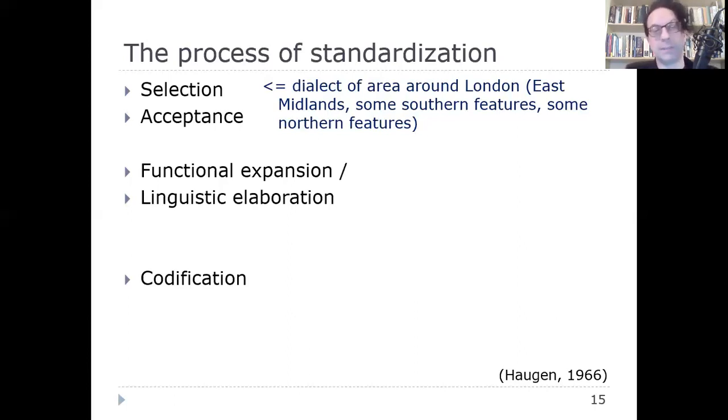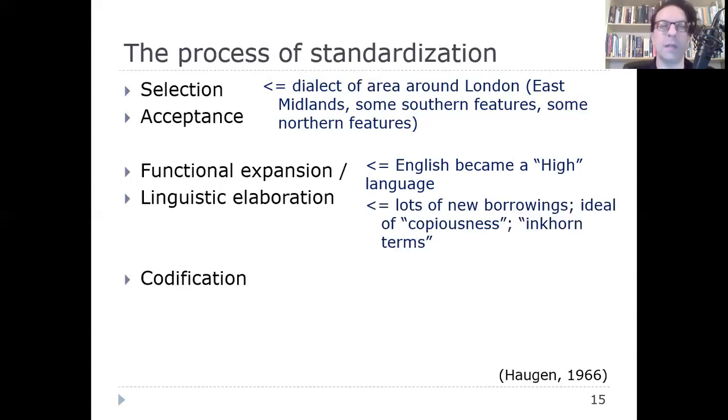Then functional expansion, linguistic elaboration, functional elaboration, there's different words for this, means that English has become a high language. It can fulfill all of the functions that only Latin used to be able to fulfill in the Middle Ages, for example. And linguistic elaboration, yeah, this also leads to the language itself changing a little bit.